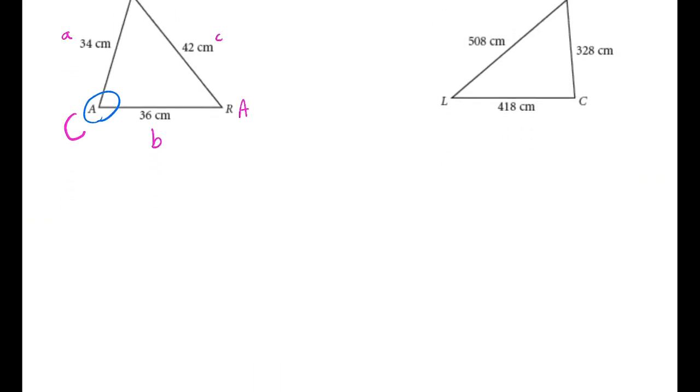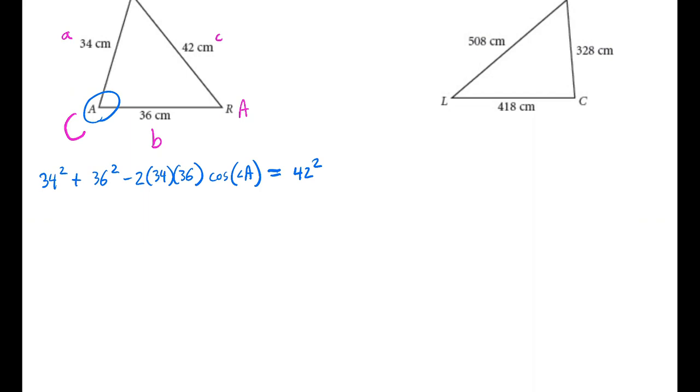My equation now is a squared plus b squared minus 2ab, and then times the cosine of, I'm going to go ahead and call it angle A because that's what it is in this problem, but it's like the value of c in our equation, equals c squared. Okay, so that's our equation.